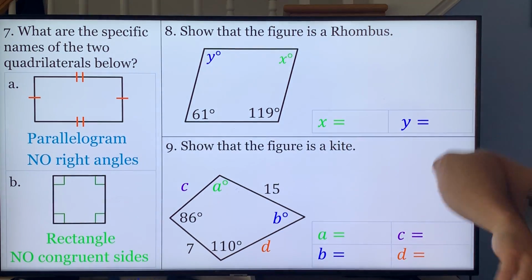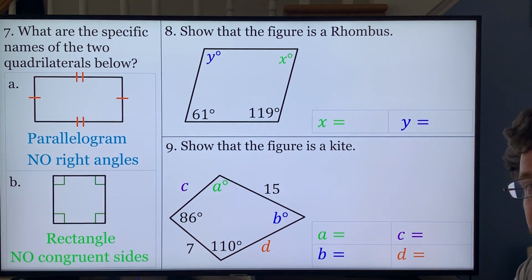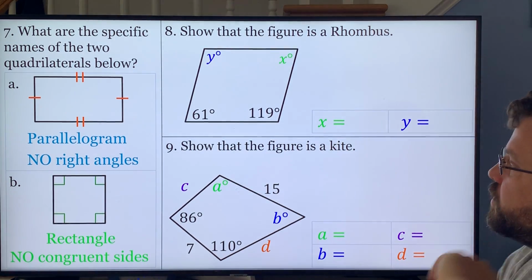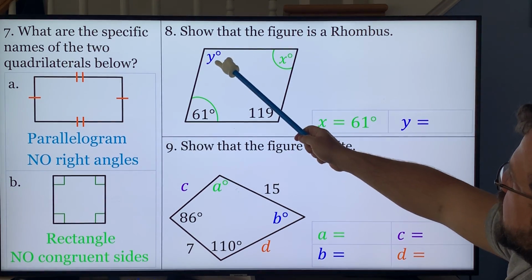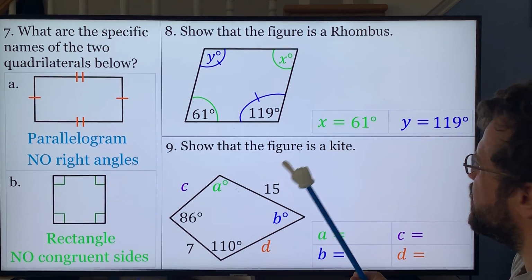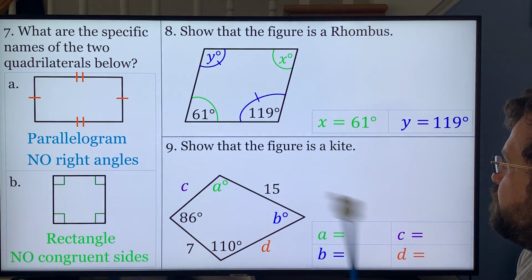It could just be off one side, it could be off by like 0.1 of a millimeter, and it wouldn't be a square. Show that the figure is a rhombus. In order for a rhombus, opposite sides have to be congruent. So x has to be congruent to the opposite side, which is 61. Y has to be congruent to the opposite angle, which is 119.